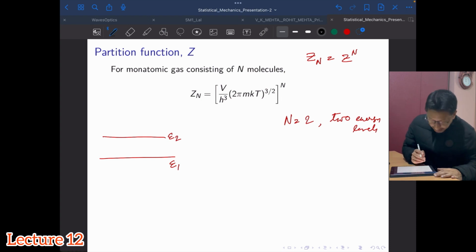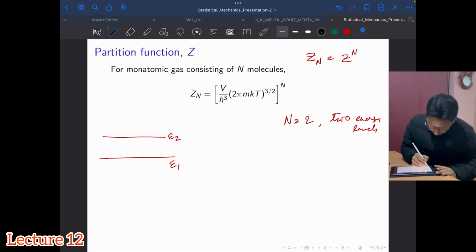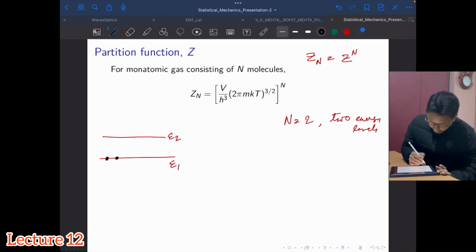There are how many ways we can distribute these two particles in these two energy states? Let's try to look at it. So the first case could be that both the particles are in the E1 state, the ground state. Think about this as one way. Let me just distinguish between them like this. Okay, this is one way.